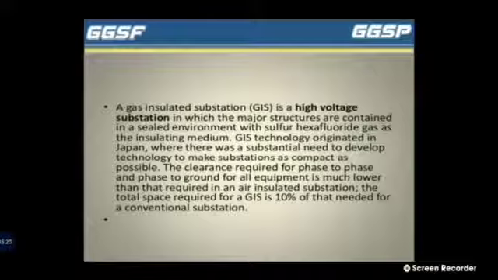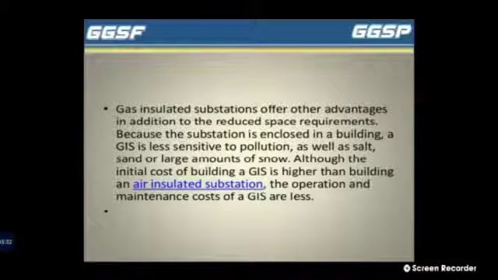The total space required for a GIS is 10% of that needed for a conventional substation. Gas insulated substations offer advantages in addition to reduced space requirement: because the substation is enclosed in a building, a GIS is less sensitive to pollution as well as salt, sand and large amounts of snow. Although the initial cost of building a GIS is higher than building an air insulated substation, the operation and maintenance costs of a GIS are less. Now next is the conclusion.